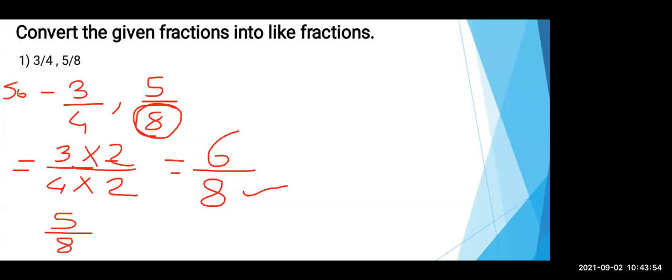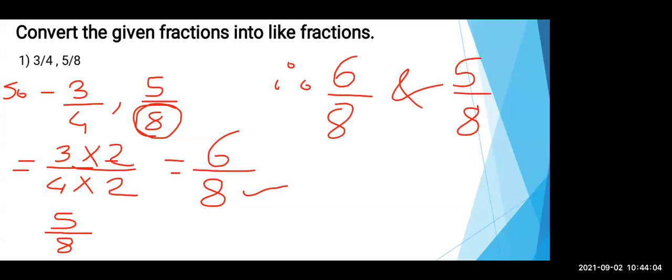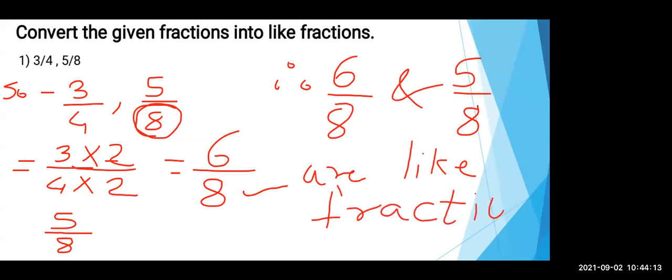So the last statement, what will you write? Therefore 6 upon 8 and 5 upon 8 are like fractions. Very easy. You have to see the question. You have to make the question into like fractions. When they are not like, you have to make them like.